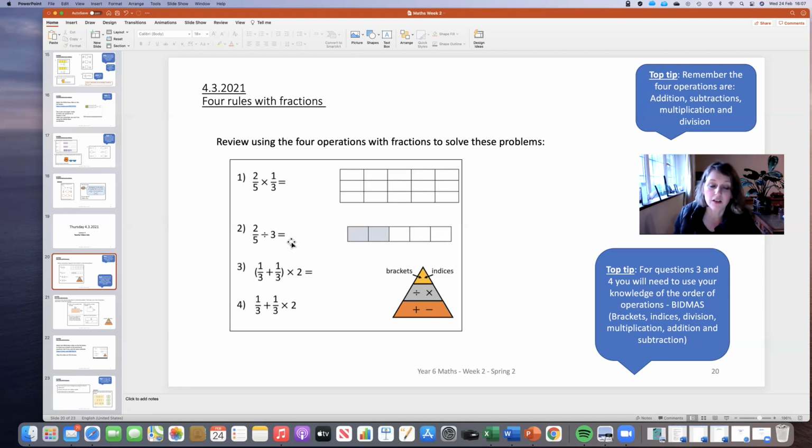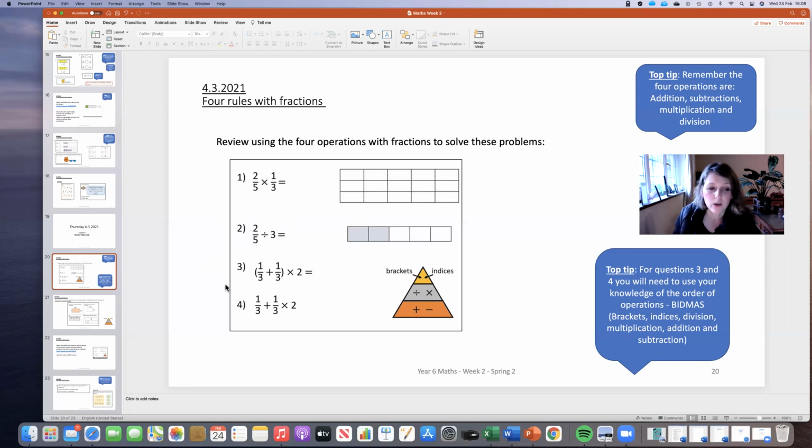Question 2 is asking you to find 2/5 divided by 3. Here's your 2/5. You're dividing that by 3. Remember, you can also write that as a calculation in terms of multiplication, because it could be 2/5 multiplied by 1/3. Because if you're dividing something by 3, you're finding 1/3 of it. Now, this is where you're going to start using your order of operations.